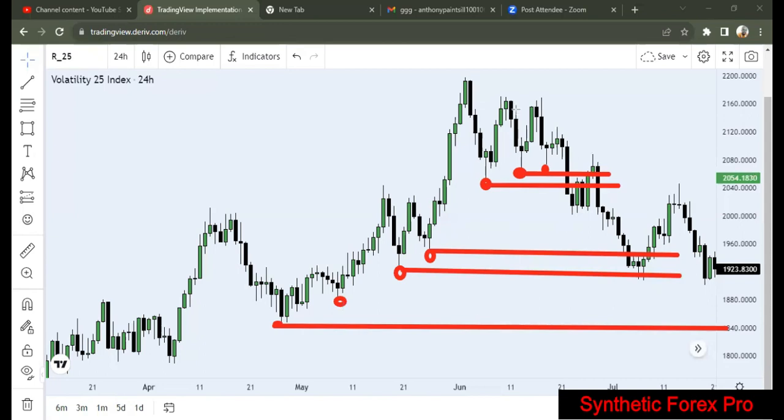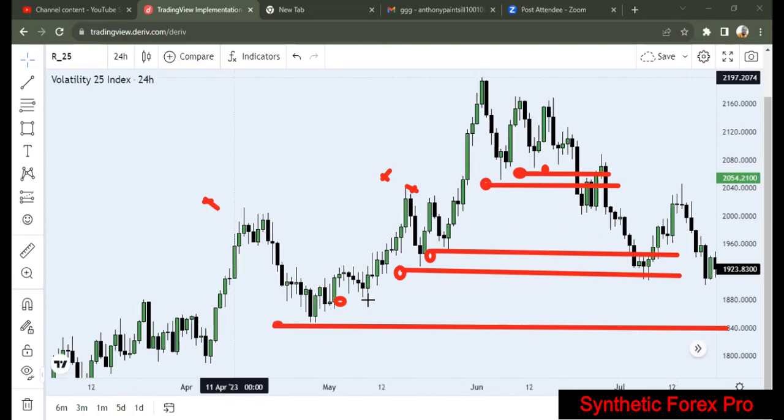So the market will always attack the sell-side liquidity, as well as if we have highs. So for instance, we have a high here, we have a high in here, we have a high in here. Let me erase the chart. Just a second.